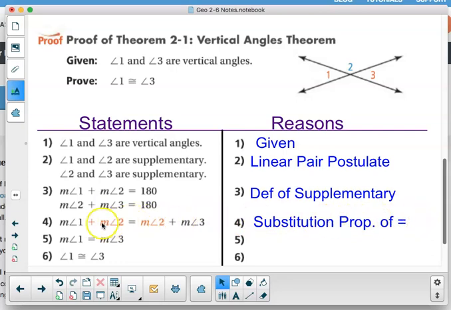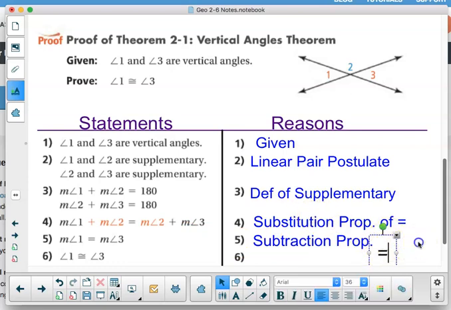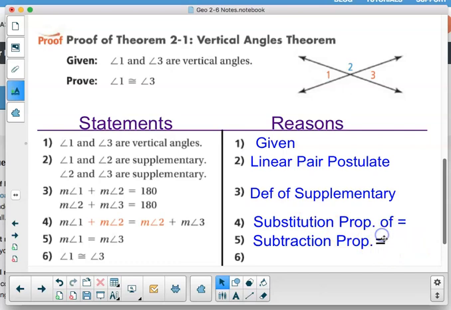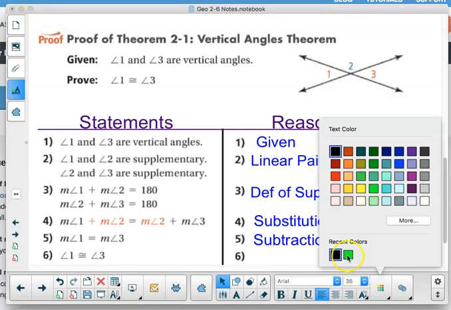Now I can subtract the measure of angle 2 from both sides because it's the same thing, and I get the measure of angle 1 equals the measure of angle 3. I did that by the subtraction property of equality. Somebody should say "property of equality" there, so we're going to put that in there. We're using a property of equality.